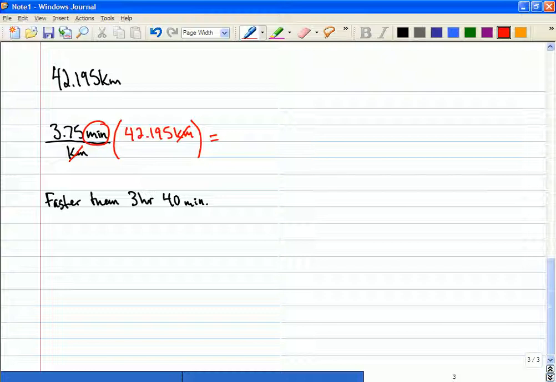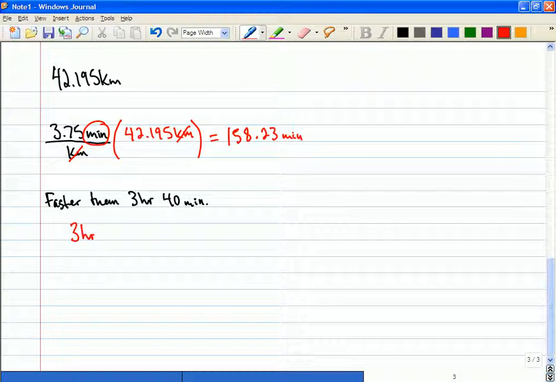So let's see how many minutes she takes. 42.195 times 3.75 is 158.23 minutes. Okay, so can we make this comparison now? Not quite, right? We're in hours and minutes, whereas our answer is just minutes.